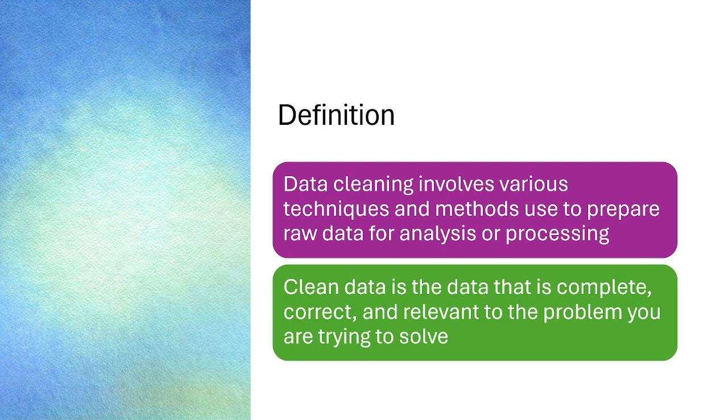Firstly, what is data cleaning? Data cleaning involves various techniques and methods used to prepare raw data for further analysis or processing. It can also mean the process of removing dirt from data for further analysis. So what is a good example of clean data? Clean data is data that is complete, correct, and relevant to the problem you are trying to solve. So for example, clean data for problem A can be dirty data for problem B. So what really determines whether data is clean is the problem you're trying to solve or the type of analysis you're trying to carry out.